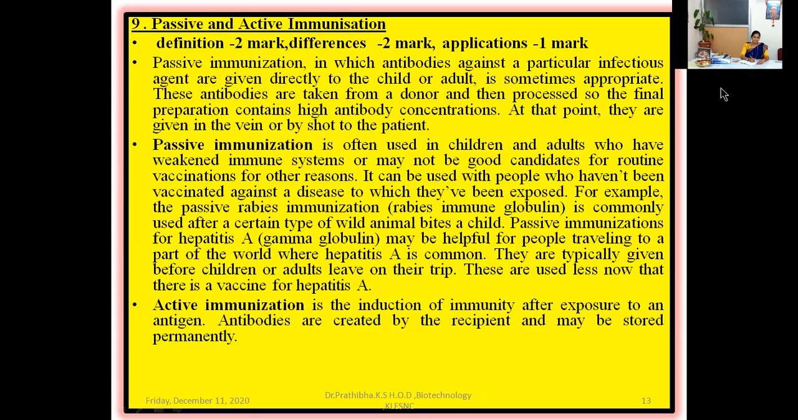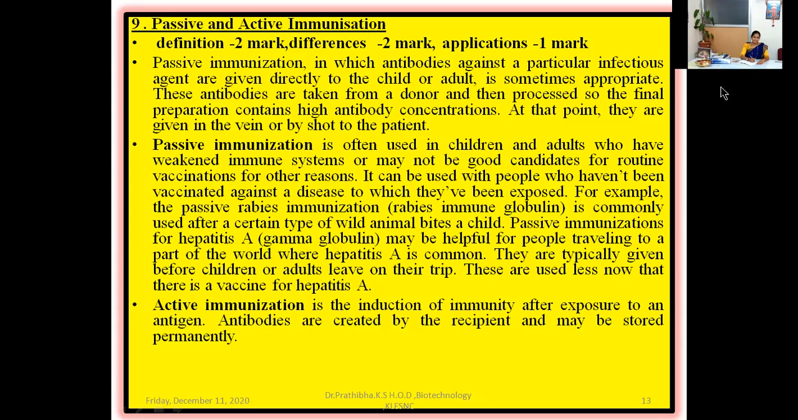In passive immunization, antibodies which are produced in some other host system, once produced, will be given to the needy, whose immune system is very weak and unable to produce the antibodies against the specific antigen. At that time this passive immunization will be done like an instant immunization.